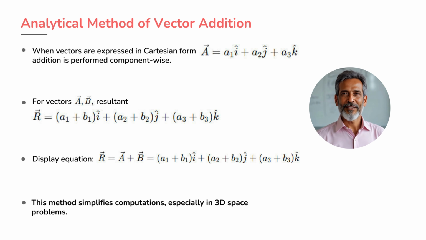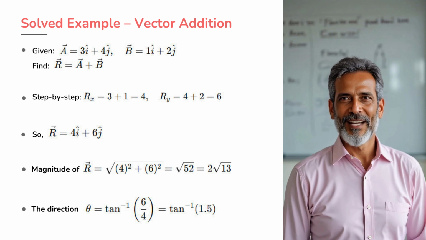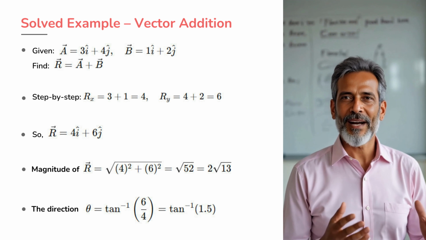Imagine drawing the x, y, and z axes and plotting each vector by its components. Adding vectors is then like adding the lengths along each axis, and that gives you the resultant vector's components. Easy and very powerful. Superb. Component-wise addition is your new best friend for vector calculations. Let's try a solved example to see how all this works in practice.